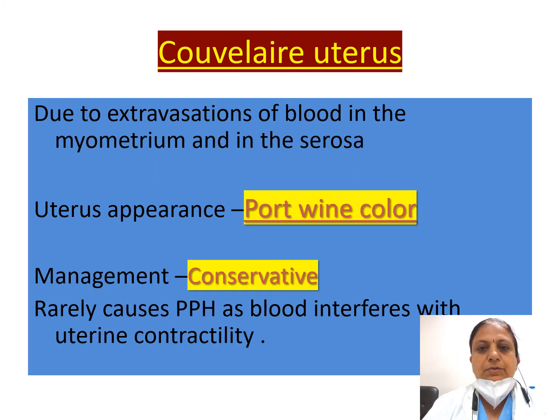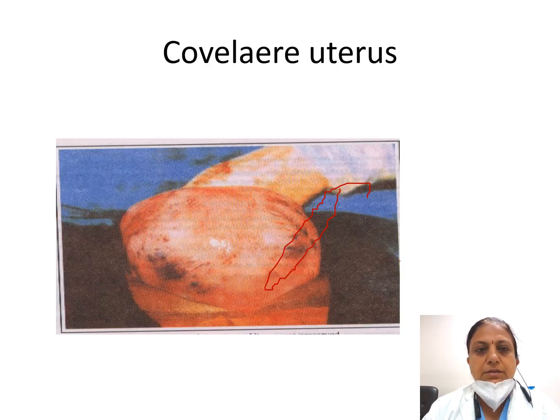Now a few words about the Couvelaire uterus, because this can be a short note in the exam also. Couvelaire uterus is due to extravasation of blood into the myometrium and the serosal surface. The uterus appearance is port wine color. The management is usually conservative. It rarely causes PPH, as blood interferes with uterine contractility. Here you can see the picture of the Couvelaire uterus, and you can see on the serosal surface there are port wine like hemorrhages present.